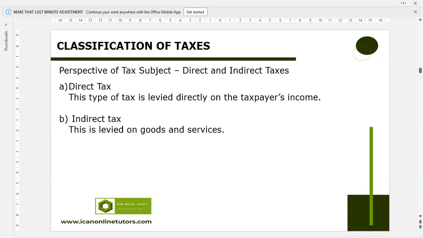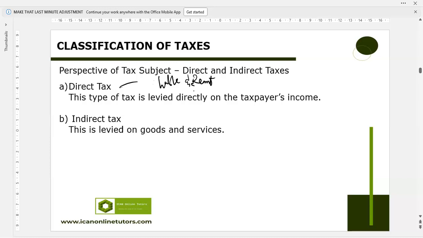Basically, we have classification by incidence, meaning that there is direct tax and indirect tax. Don't forget our definition of tax by incidence, because we refer to the place or the person that bears the burden of the tax. When we say direct tax, it means that the government is collecting the money from you directly. You are liable to the tax, and you also have the responsibility to remit the tax. Do you understand this?